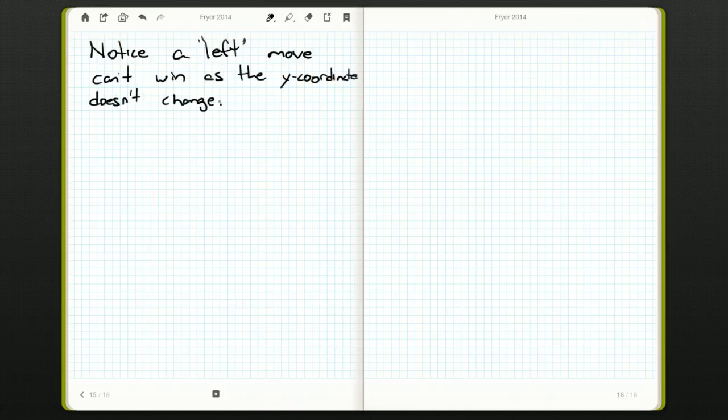If we move left, if Ella is going to win and she wins on this move and she's moved left, the y-coordinate of A now has to be 5. But since we moved left, we only changed the x-coordinate. So to start off her move, the y-coordinate had to still be 5 because it didn't change throughout her move.